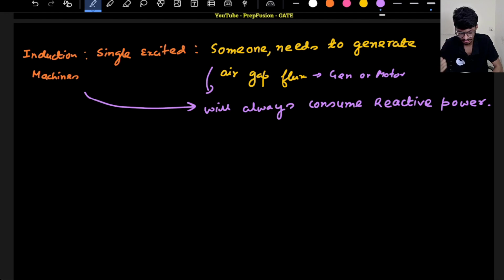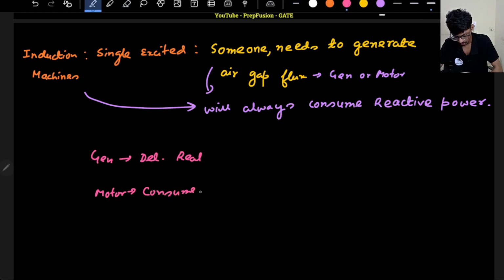Now if it is working as a generator, it will deliver real power, and a motor always consumes real power, right? So the summary, the bottom line for induction machines, is that it will consume reactive power no matter what. If it is an induction motor, it will consume reactive power and real power. If it is operating as an induction generator, it will consume reactive power and deliver real power.